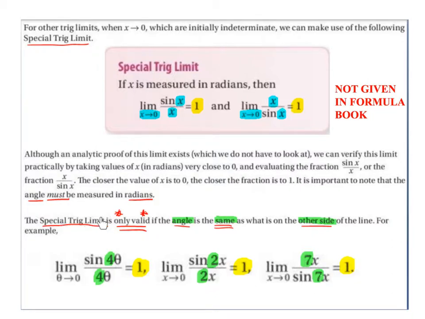The special trig limit is only valid if the angle is the same as what is on the other side of the line. So for example, the limit of sine 4 theta over 4 theta as theta approaches 0 is 1. So we have to have 4 on the top and the bottom. The limit of sine 2x over 2x as x approaches 0, again, is 1. So we have 2x top and bottom. And the limit of 7x over sine 7x as x approaches 0, again, is 1.